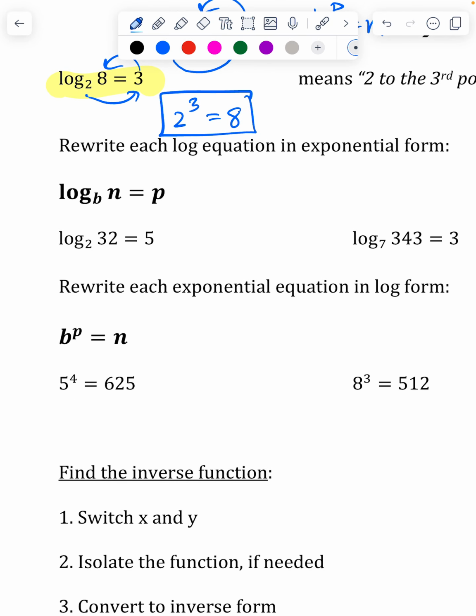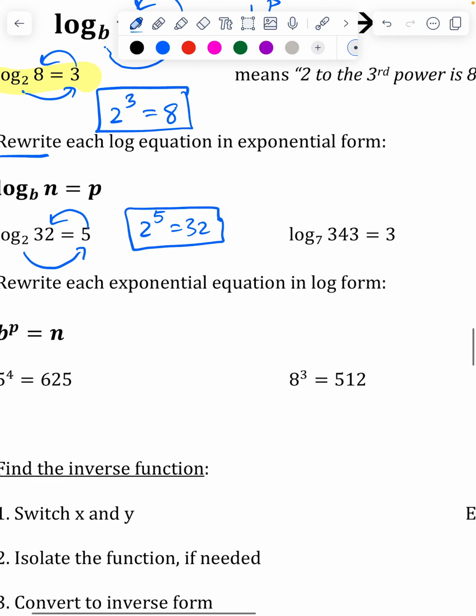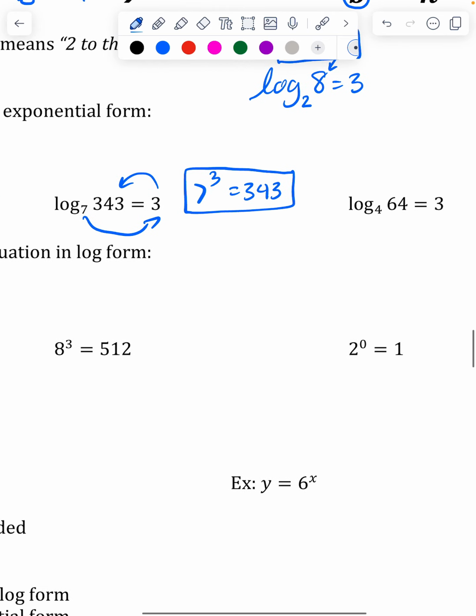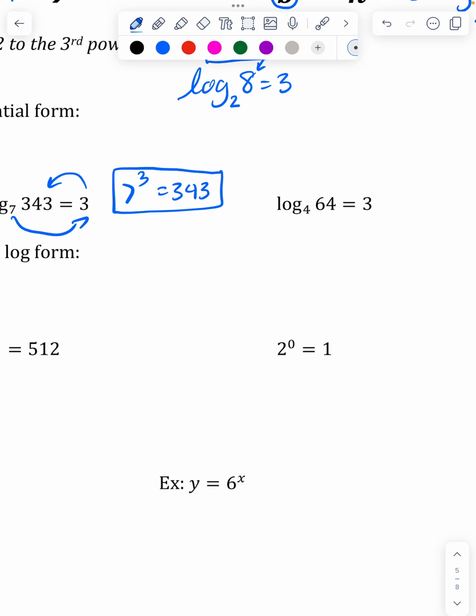Here, this is log form. I need to figure out where the base is, which will be in the basement. Go get my power, come back around to get my answer. It's not telling me to do anything except rewrite. Here, start in the basement, come get the power, and then move back around to the answer. So this 7 to the thirds, that's going to seem more familiar or more correct because we're used to things being written exponentially.